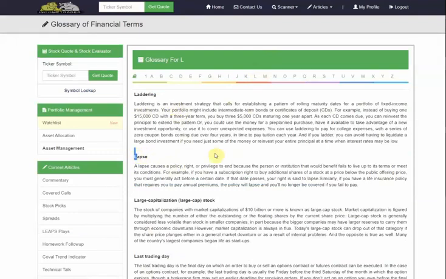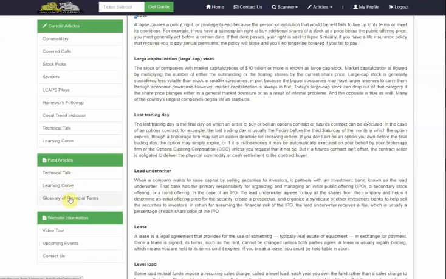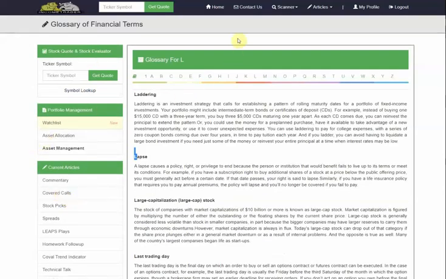So these are all just financial terms if you want to go back and find them. There are thousands of terms on here. So if you've heard about something you don't know what it is, a great place to go back and look at them is the glossary of financial terms. Okay, so that's it, kind of on the left-hand side.